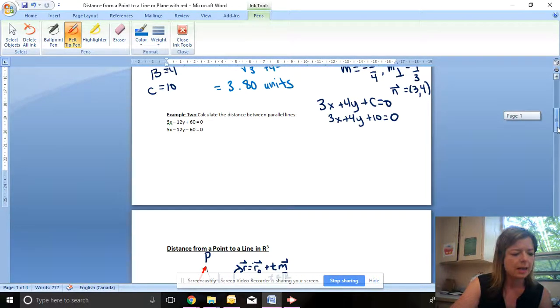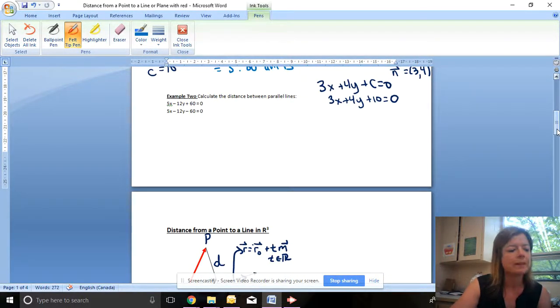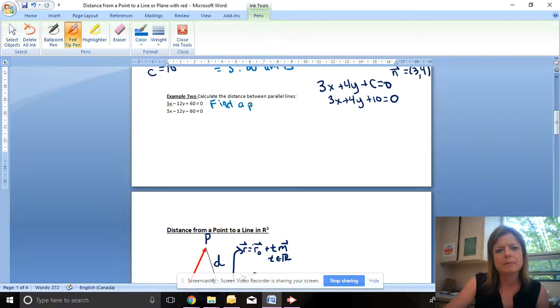Okay, calculate the distance between two parallel lines. In this case, we have two parallel lines. So what we're going to do is find the point on one line, and then we're going to find the distance between that point and the other line using our given formula. So find a point on one line.